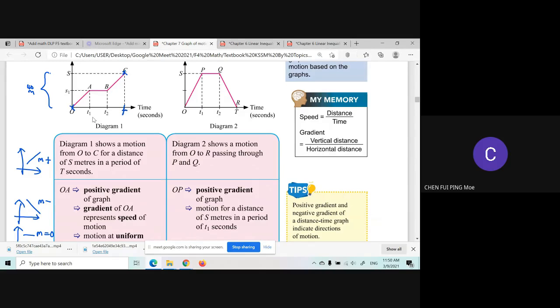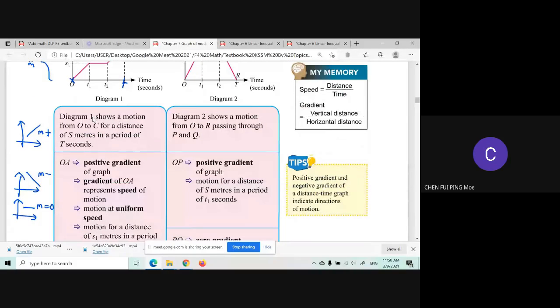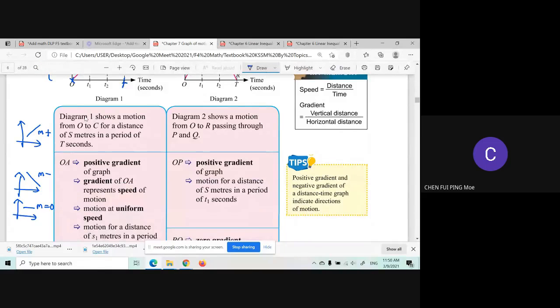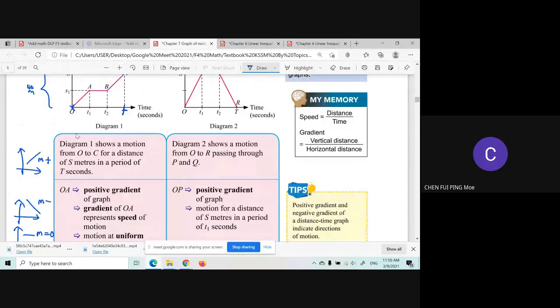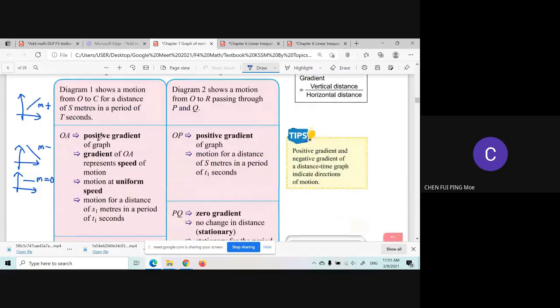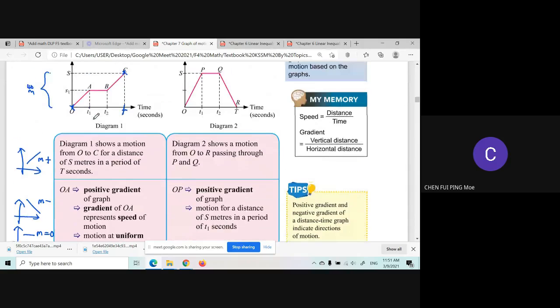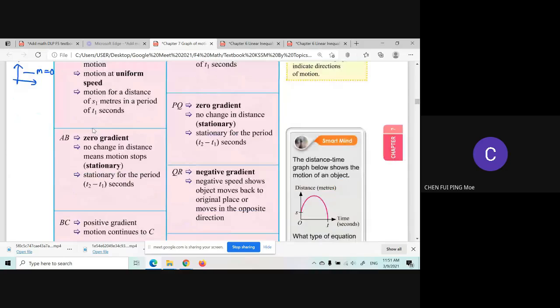This gradient represents the speed of the motion from 0 to T1. And it is motion at uniform speed, not changing. If it moves at 30, from here to here, it moves at 30 meter per second. Example only. Then the motion is for a distance of S1 meter in a period of T second. They will say the motion of the object is, let's say, 10 meter in a period of 10 seconds. Example only. Can understand? So we go through one, later on we have an example.